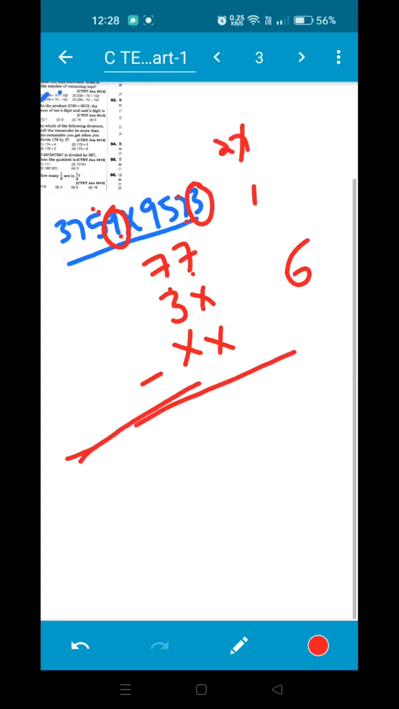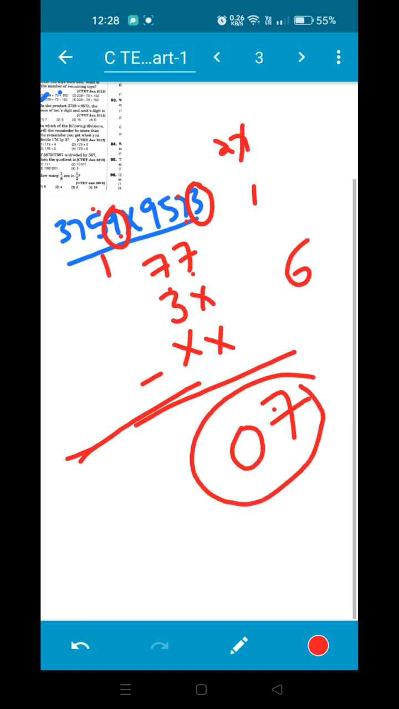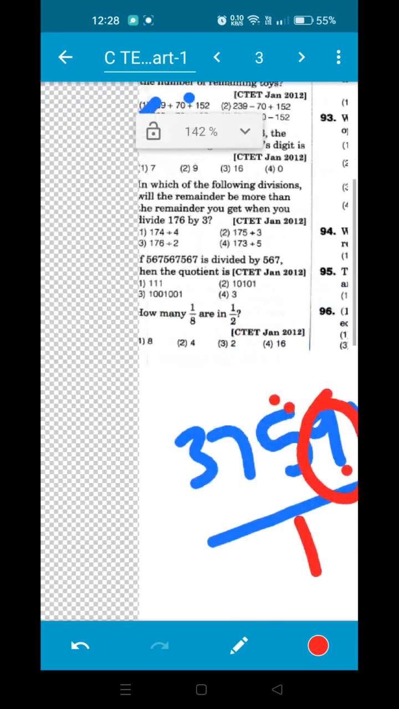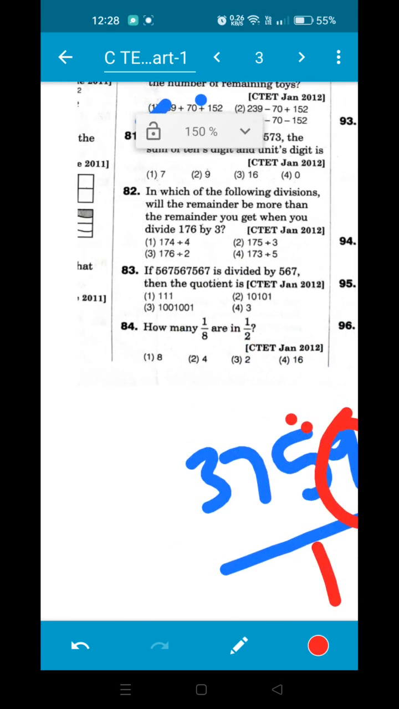Now you have to add these only. Units place 7. Tens place 7 plus 3, 10, again 1. That is not required. Finally we are left with only units and tens digit. Now what is the question? Sum of these two means 0 plus 7, which is 7. So where is that option? Option 1. So option 1 is the answer.